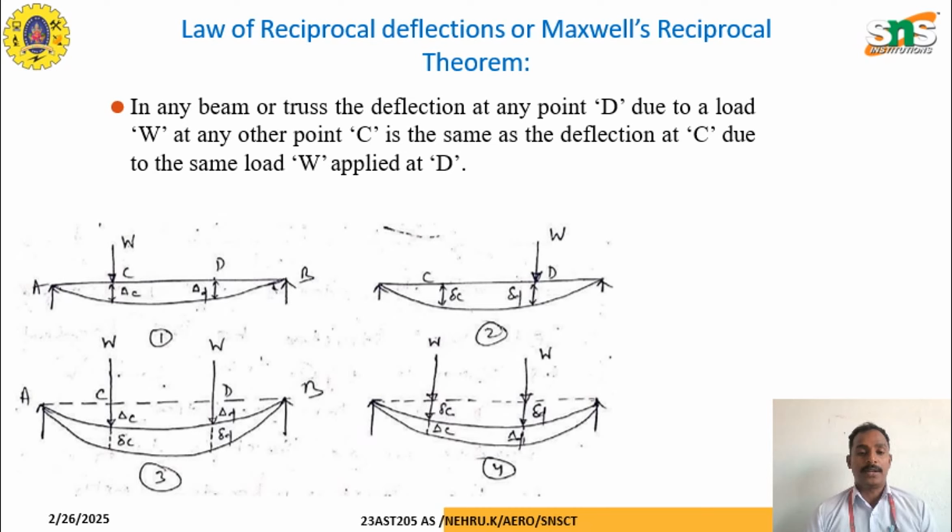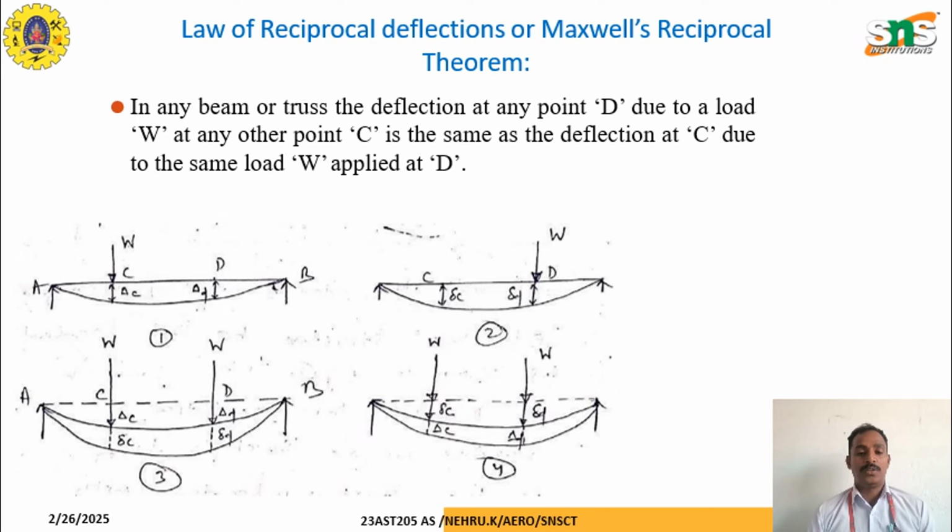In any beam or truss, the deflection at any point, let us take point D, due to a load W or P at any other point C, is the same as the deflection at C due to the same load W applied at point D. Let us take the span AB, where in picture 1 the load is acting at point C. Due to that load W at point C, the deflection at point D will be delta.